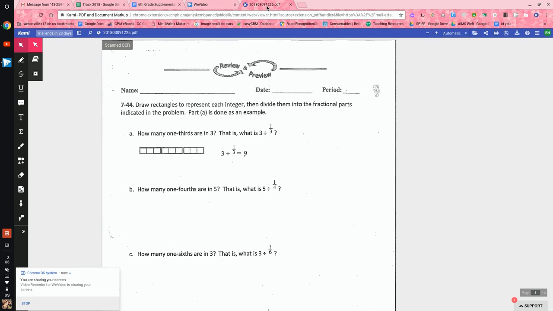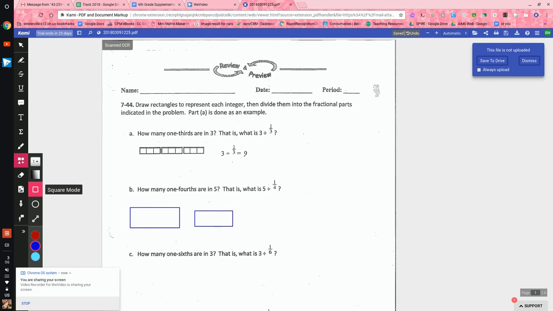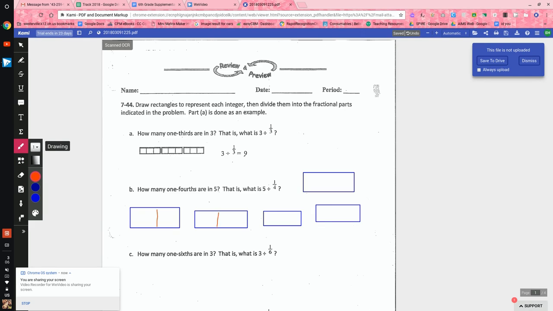If I do my best to draw 5. All right, and then I break those into fourths. The easiest way is usually just split them in half and then split the halves in half. Again, they don't have to be perfect. And then right there, I can count how many fourths I have. I have 4 in each one, and I have 5 shapes. So if I did my 5 times 4, you should have 20.